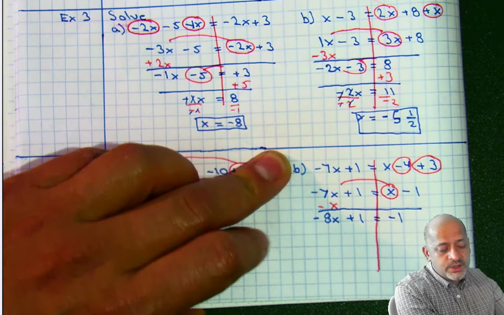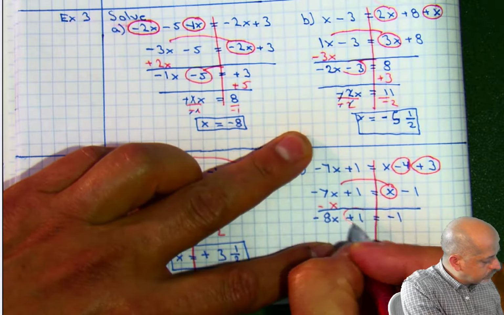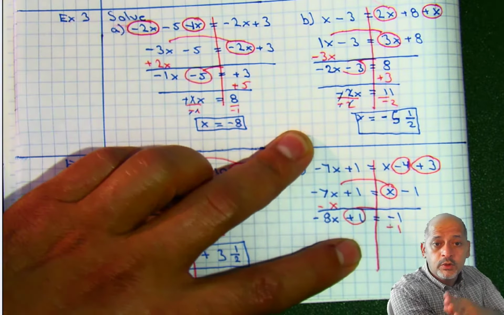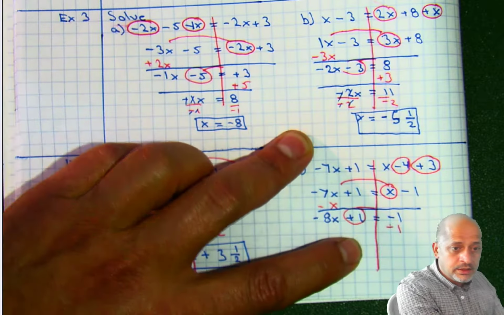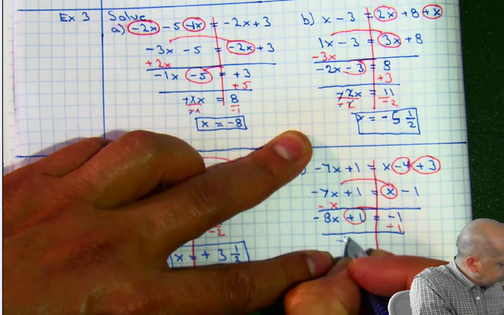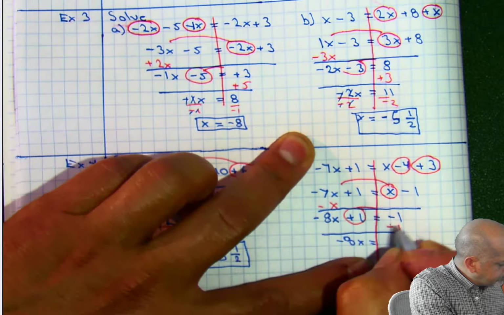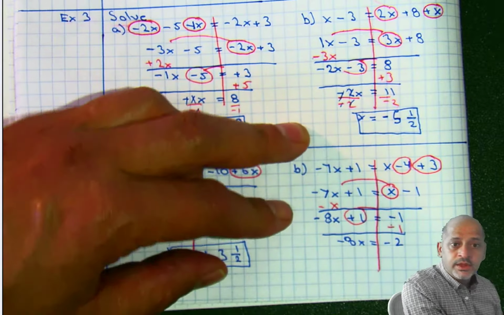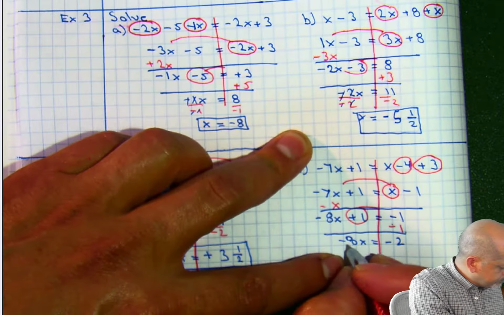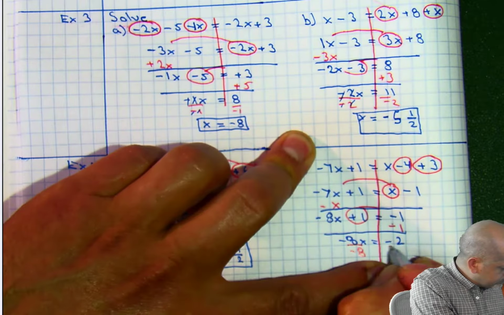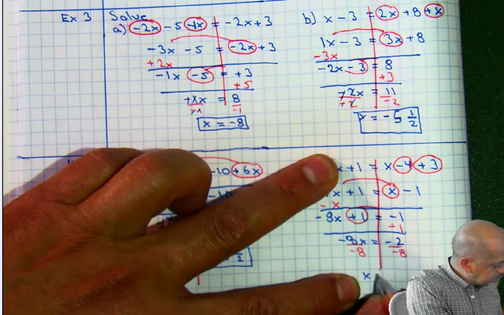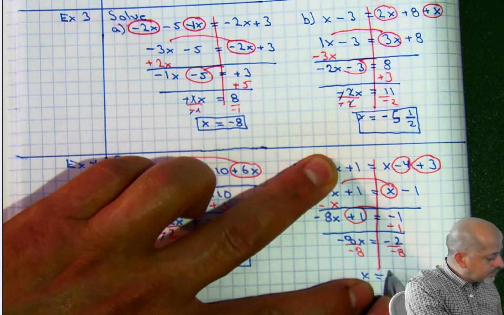And now we have a two-step equation. Move my 1 to the right, becomes a negative 1. So it was a positive. When I move it to the right, becomes a negative. And now, draw the line, negative 8x equals negative 2. And the last step is to divide by negative 8. So therefore, x equals negative divided by negative is going to be positive.